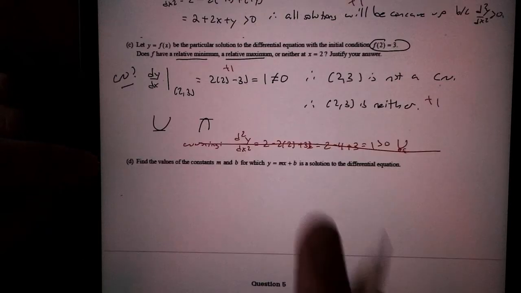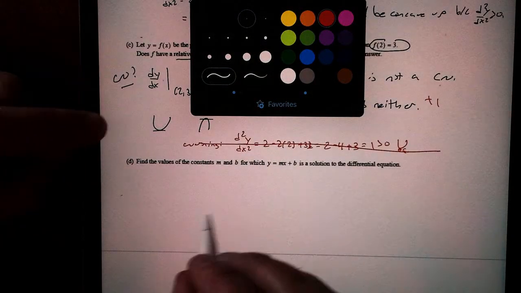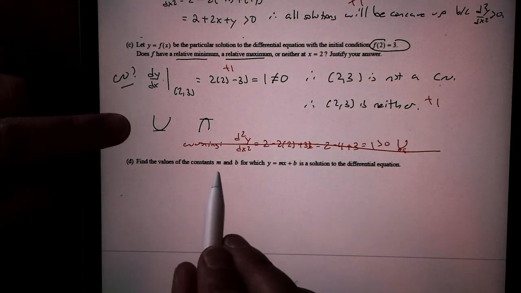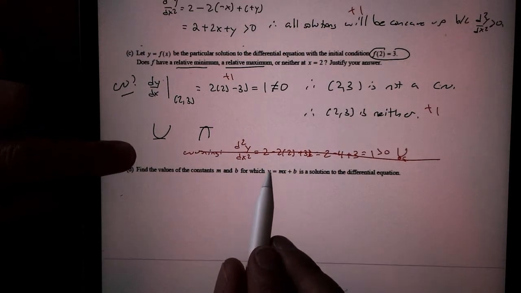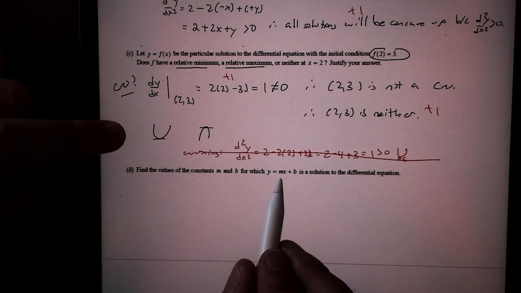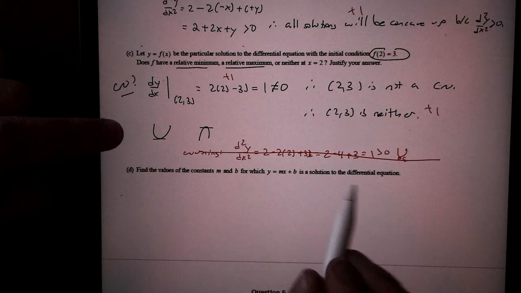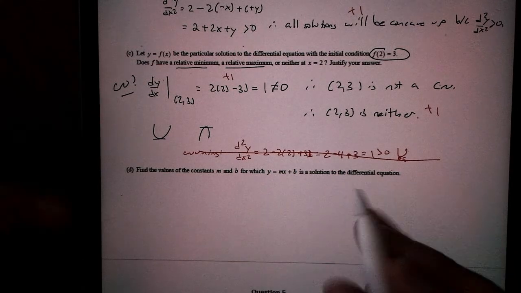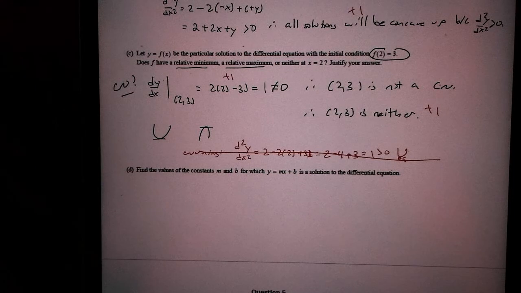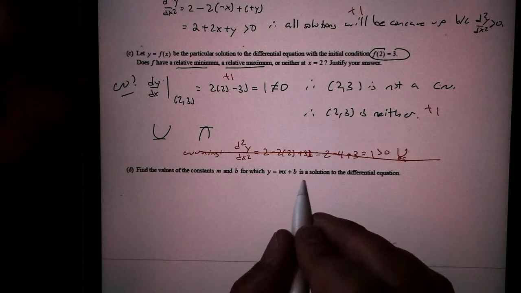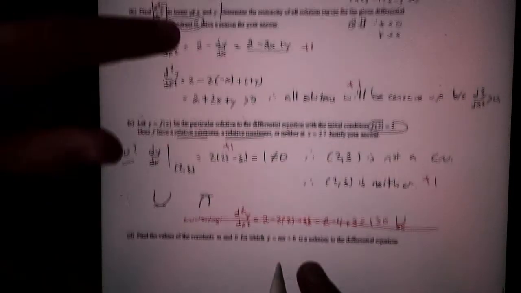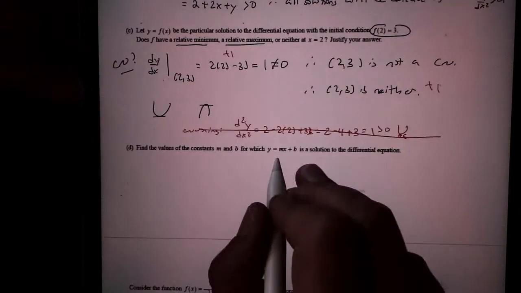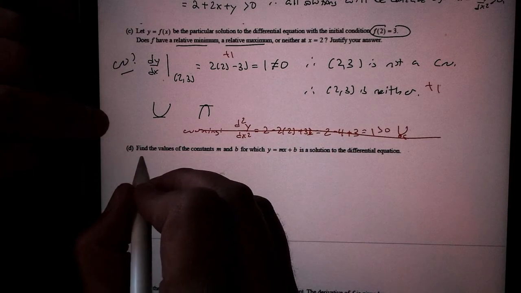All right, part D, let's take a look here. This is a really good question right here. It says, find the values of the constants m and b for which y equals mx plus b is a solution to the differential equation. Now, this is a tough question when you're on the outside. So we want to find m and b so that this is a solution to our differential equation up here. So if it's a solution, one thing I can think of is the second derivative.